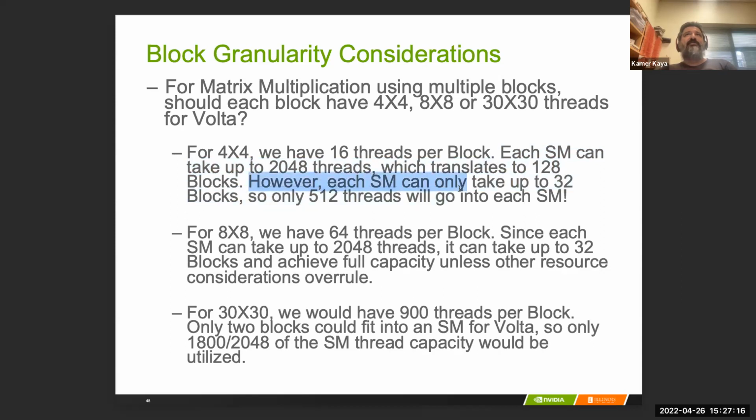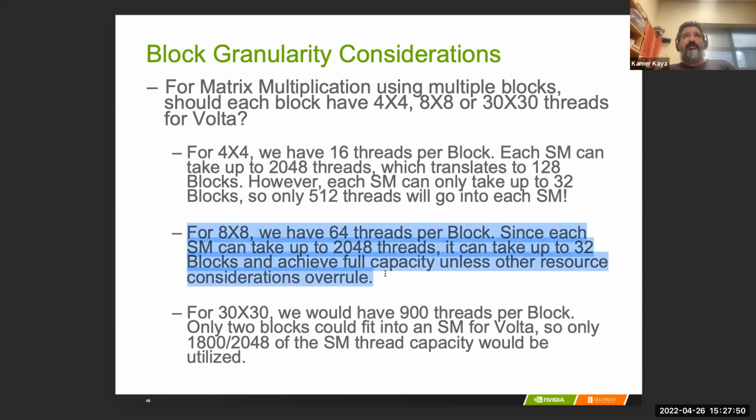However, each SM can only take up to 32 blocks. So there is this limit also for Volta. So only 512 threads will go into each SM. Okay, so it's not like you are utilizing this streaming multiprocessor to the most. You could put more threads, you are not capped by that. But since you use a very small block, you are limited by this number, this 32 here.